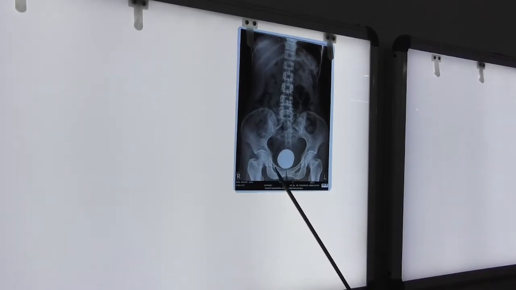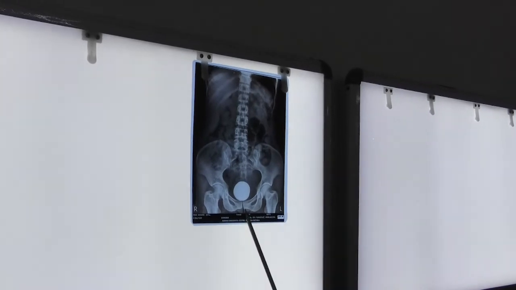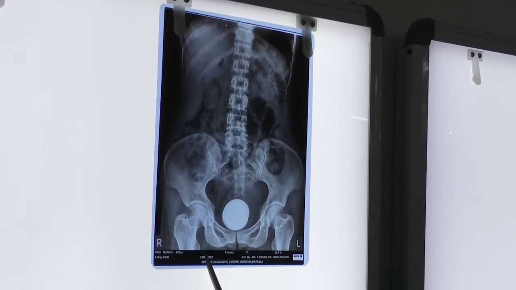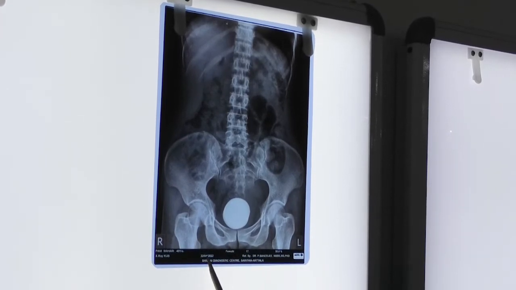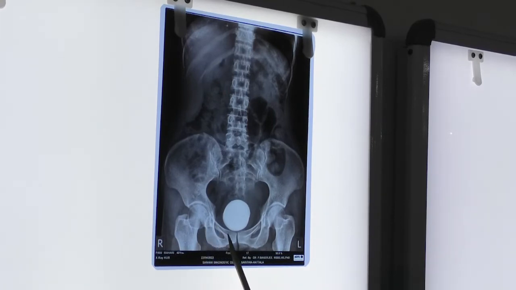We can see this is the upper margin of the obturator foramen, and this is the lower margin of the obturator foramen. You can see this upper margin is coinciding with the lower part of the neck of the femur. Okay, it's coinciding with the upper border of the obturator foramen.